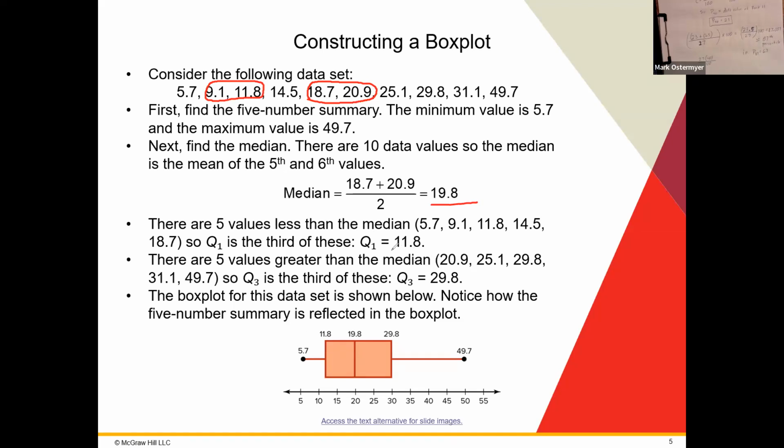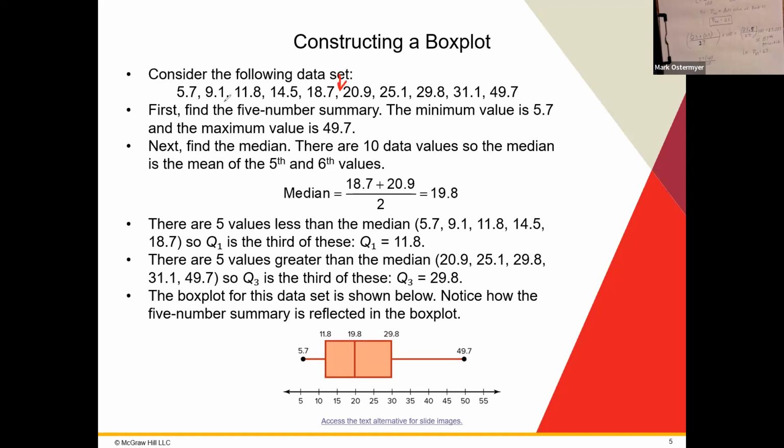Would give us what? Oh, there's five. Wait a minute. 1, 2, 3, 4. No, there's 5 values. Let's see. 1, 2, 3, 4. Okay, got to be careful here. The median is dead center between 18.7 and 20.9. So there's 5 observations less than the median. Careful there. There's 5 observations less than the median, which again, the median is right in the middle here.